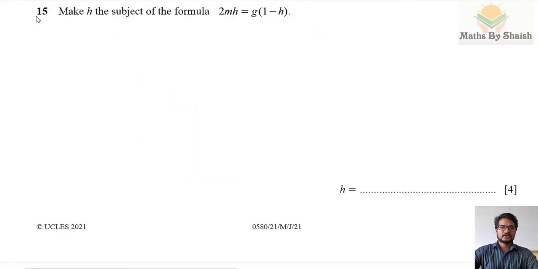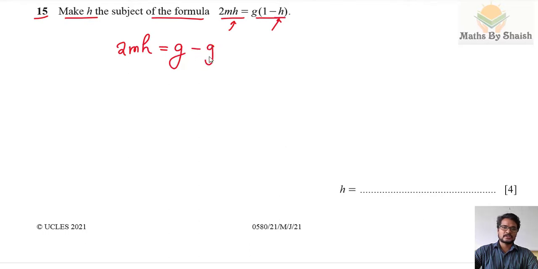Next is question number 15. Make H the subject of the formula 2mH equals G times 1 minus H. So there is H at two places. First of all, we will expand it and then bring the H terms to one side. The left hand side is 2mH, that's fine. But on the right hand side we have to split: G into 1 is G, and minus G into H is minus GH.